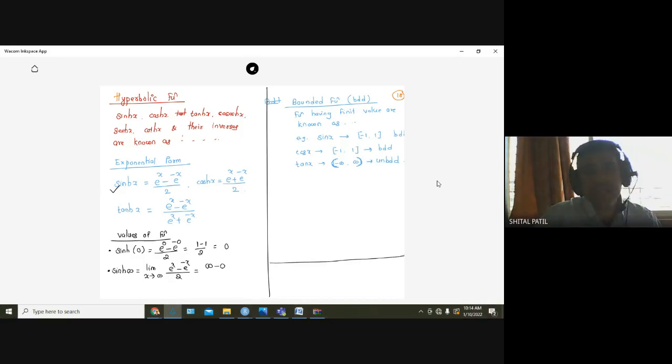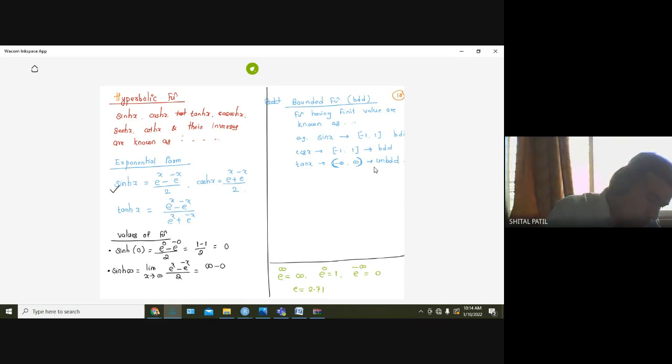If you don't remember them, please write them inside. e raised to infinity equals infinity. e raised to 0 equals 1. e raised to minus infinity equals 0. You have to remember this. Why is it so? Since e is greater than 1, about 2.718. So infinity minus 0, divided by 2. So what is it? Infinity. Getting everyone? What about sine hyperbolic of minus infinity?